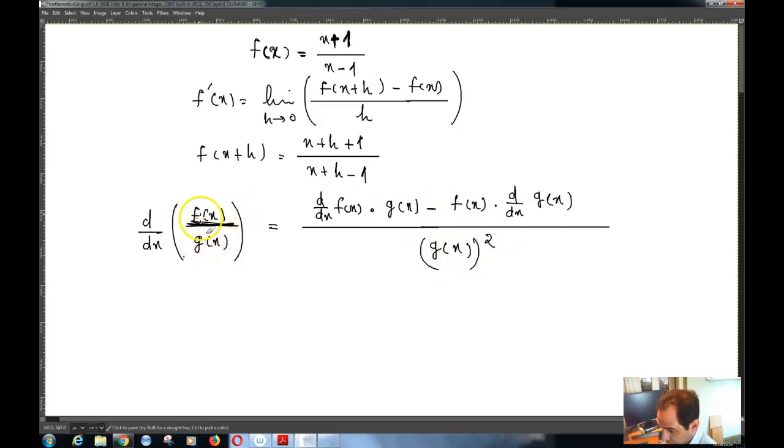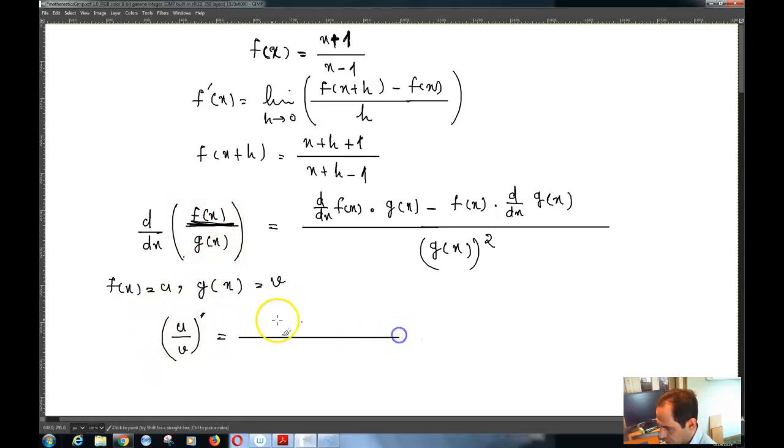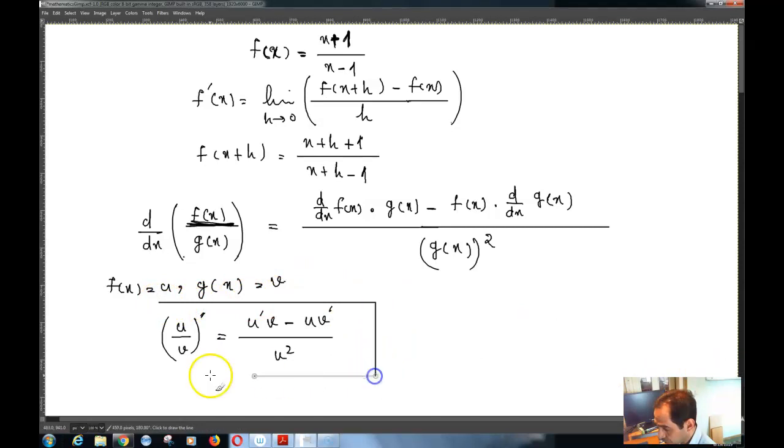And so if I take my f of x as u, and g of x as v, I can write u divided by v whole prime, meaning the derivative of this function is going to be u prime v minus u v prime over v squared. And that is the quotient rule that we had, I suppose. U over v whole prime is equal to u prime v minus u v prime over v squared.